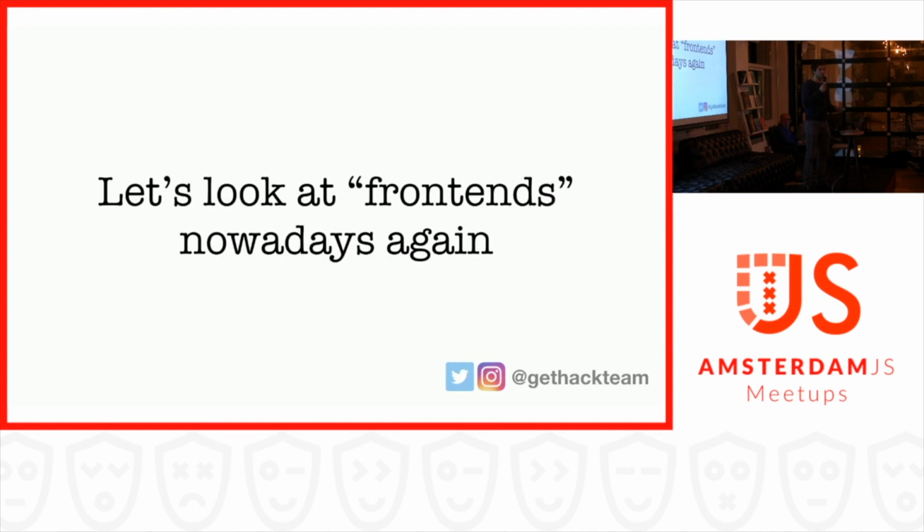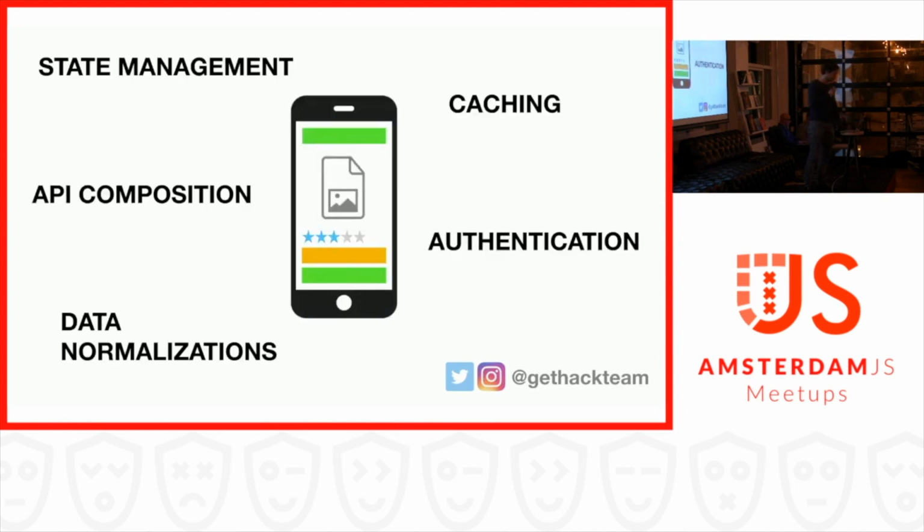So we already had a quick brief look at how frontends look nowadays. To give you a small look again, we need to handle stuff like state management or API composition, normalizations, caching, authentication. These are all things that back in the days when you just had a LAMP stack and you were writing PHP on the backend and then HTML on the front end, you didn't have to deal with: state management, wrapping APIs together, or things like caching. Things are way easier.